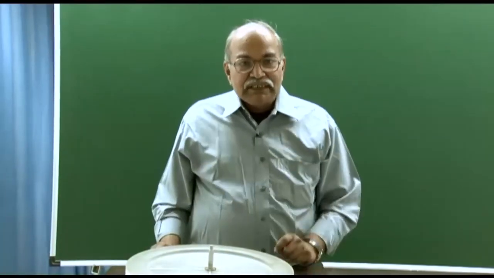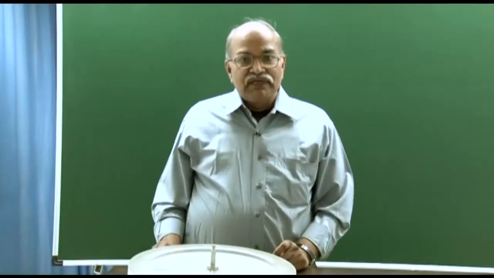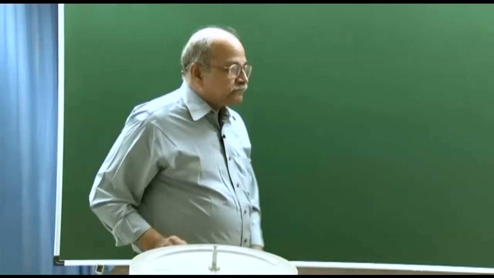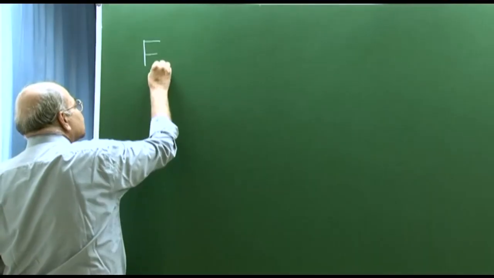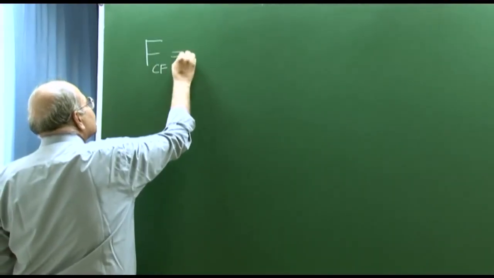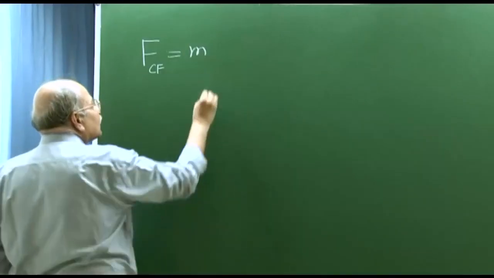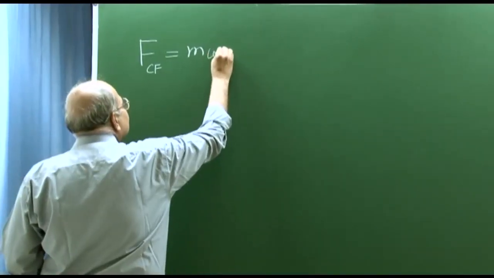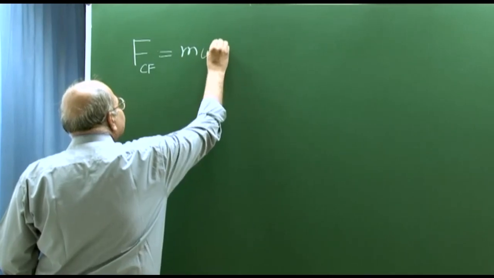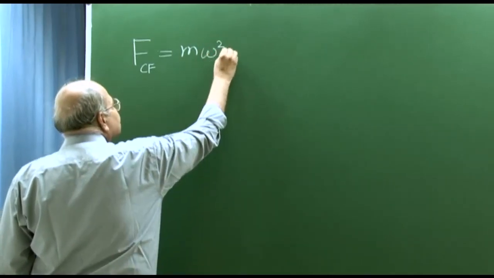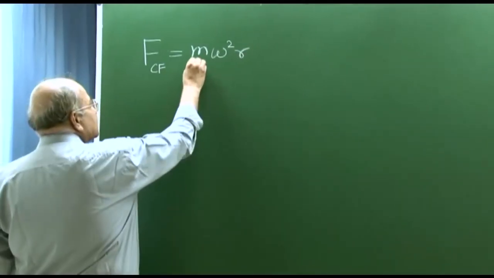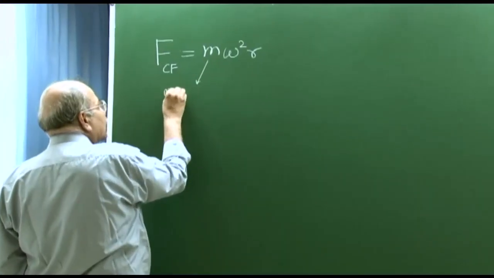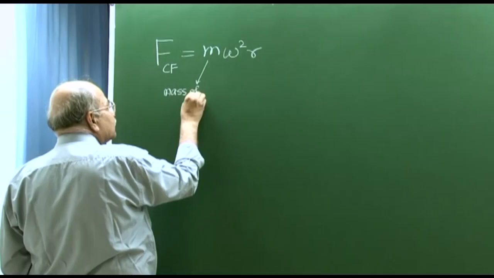Direction we have worked out. The magnitude of the centrifugal force is given by this expression: the centrifugal force has magnitude m omega squared r, where m is the mass of the particle, omega is the angular velocity of the frame, and r is the distance from the axis. What is this m? This is the mass of the particle which you are discussing.